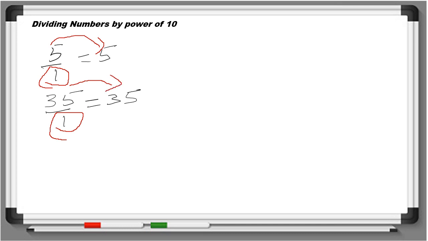For Arabic boys, I cannot speak full Arabic, I will just explain using the technical terms. Khamsa, when we taqsim by wahid, we'll get khamsa itself. Khamsa wa talatin, when we taqsim by wahid, we'll get khamsa wa talatin. So if any number is divided by 1, we'll get the same number.